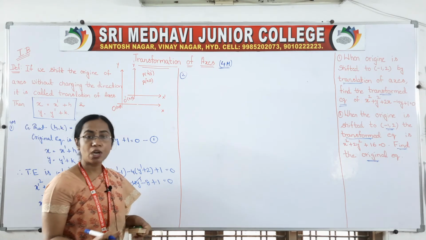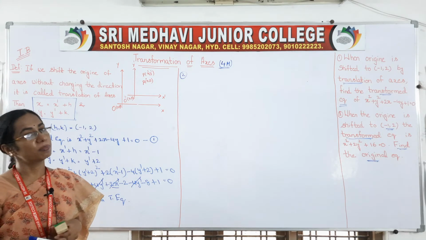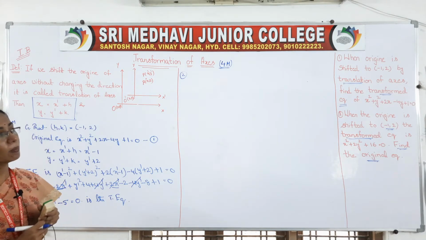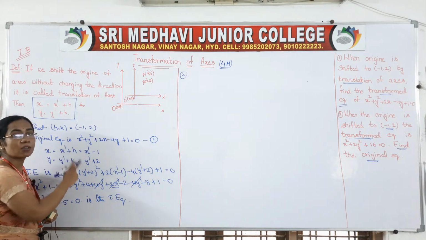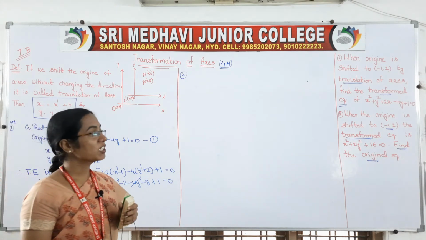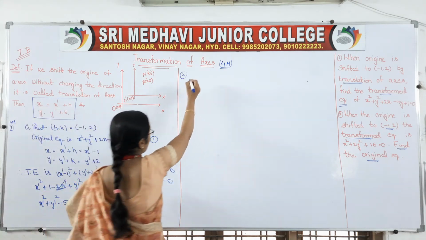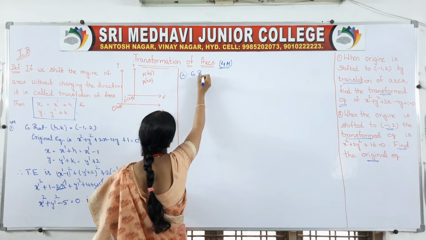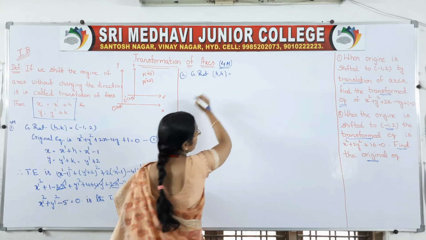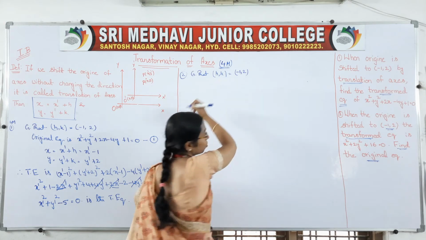Already I said to you, I'll give one problem method wise. The remaining problems you have to solve from the textbook, Telugu Academy textbook. In the first problem, the original is given and we have to find the transformed equation. Now in this question, the shifted origin and the transformed equation are given. So, what is the given information? The shifted origin is always denoted by h comma k. It is given as minus 1 comma 2.